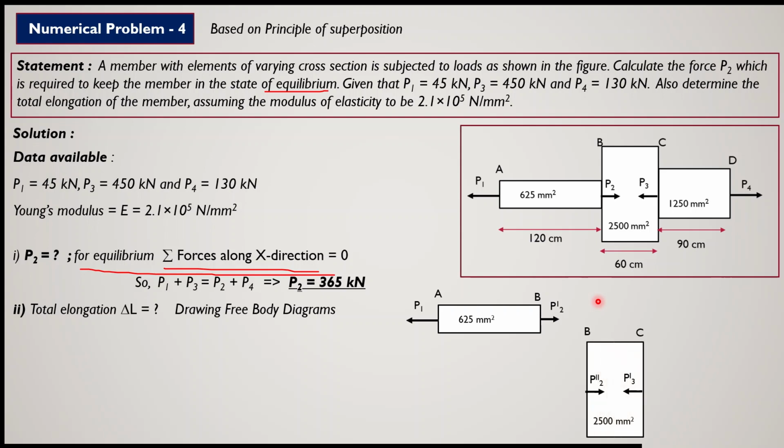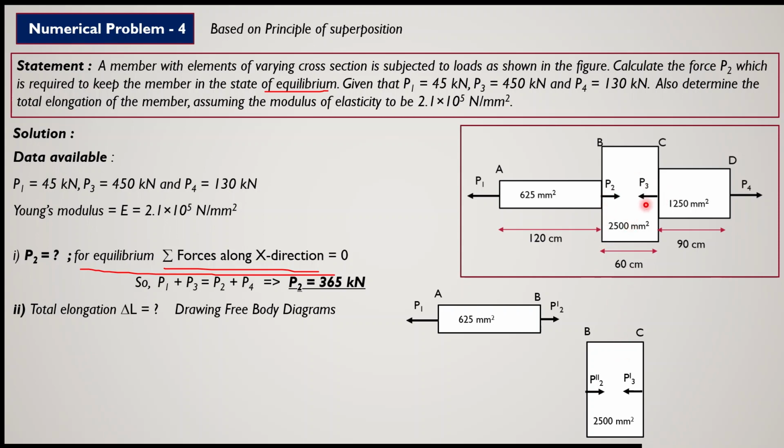When we draw the free body diagram of this BC member, what you will observe is that P2 double dash force is acting. What I want to say is that this force P2 dash plus P2 double dash will sum up to give the value equal to P2. So we are dividing this P2 force into two parts. P2 is acting in the right direction, so we have divided it into two similar forces in the right direction so that their sum will be equal to P2.